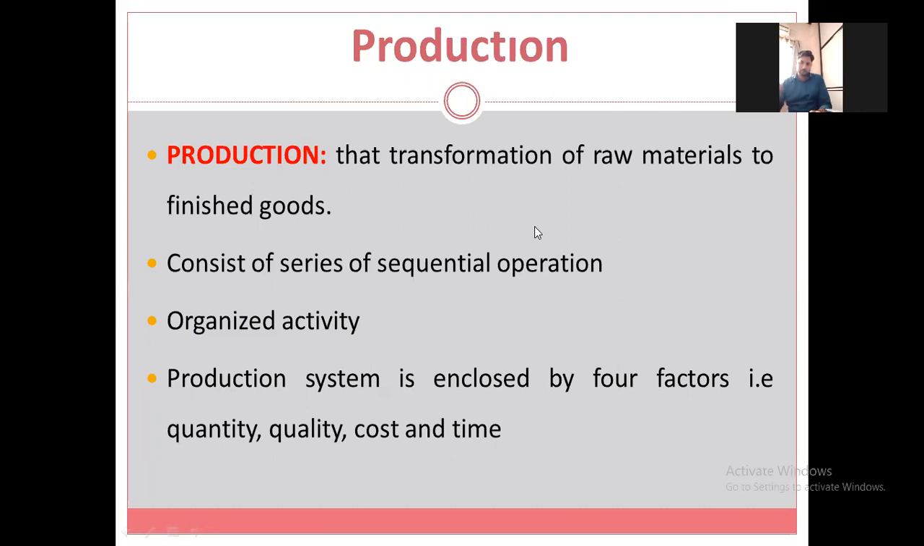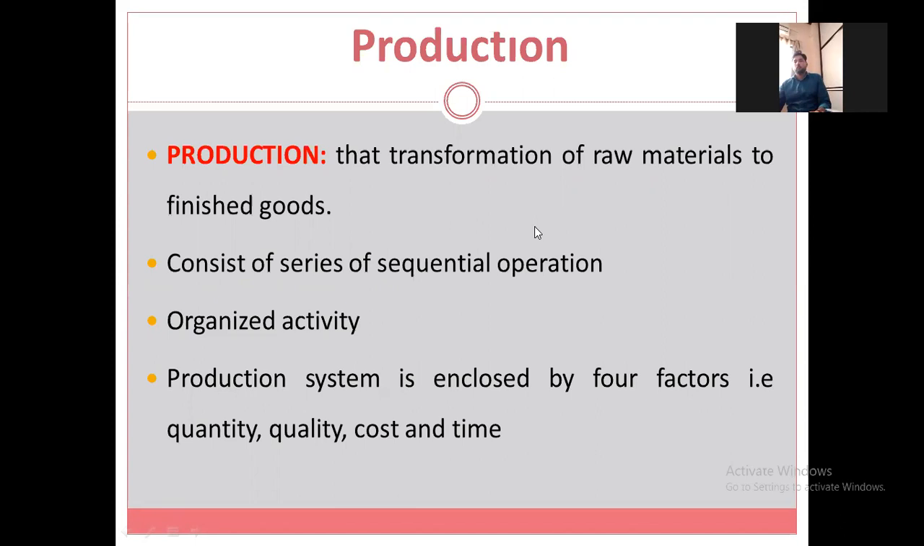Boring operation, material removal operation, drilling operation: these are operations. So each step in the transformation phase from the raw material to the finished good is called an operation. We have to follow all the operations to get the desired output or the desired product. So production consists of a series of sequential operations.